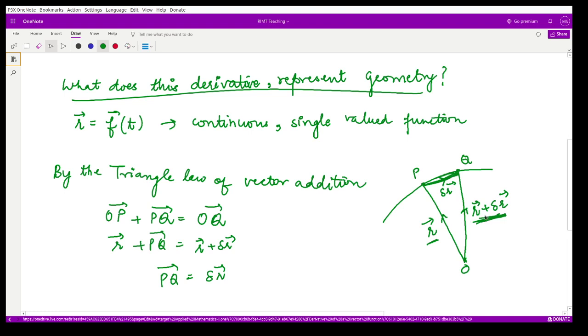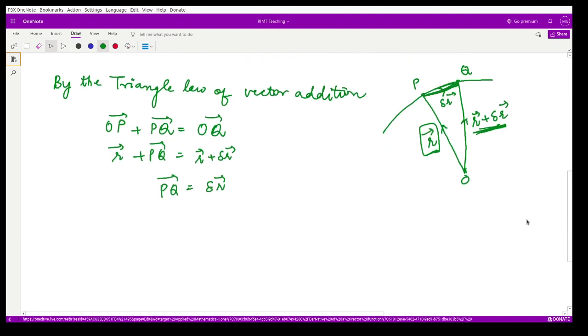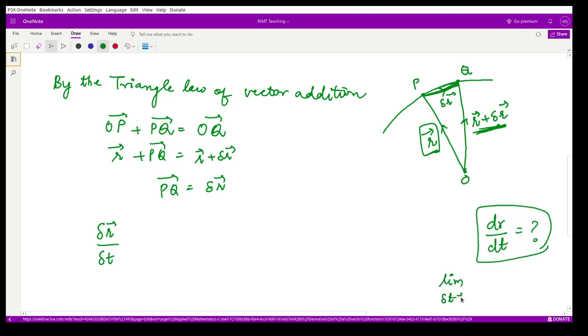So now once you have this distance, what do we want? We want to see the change in this position vector with respect to time. So that is what we are going to observe from here. Basically, what is the quantity delta r by delta t? Because we wanted to see what this dr by dt is. For that, this is the limit as delta t goes to 0 of delta r vector divided by delta t. So we are looking for this particular quantity. And what is this quantity? This is the vector PQ divided by delta t.